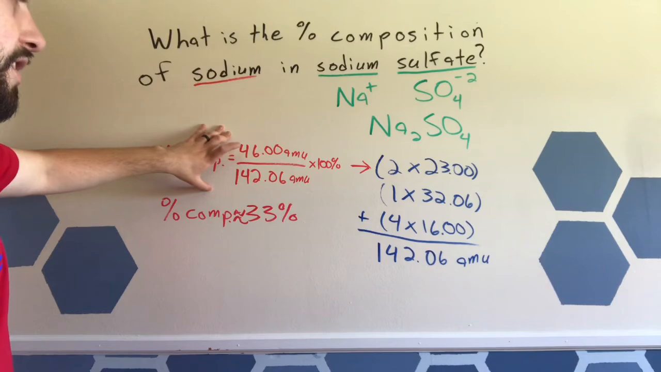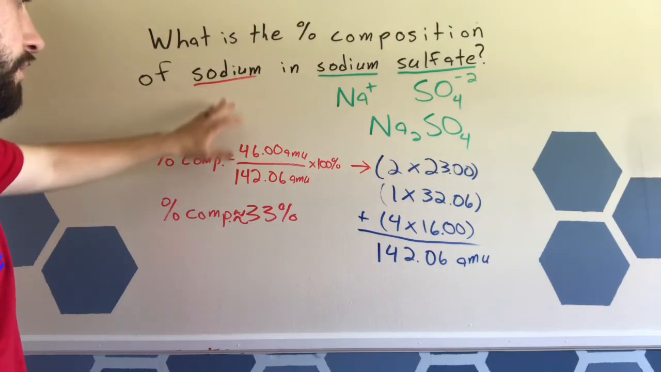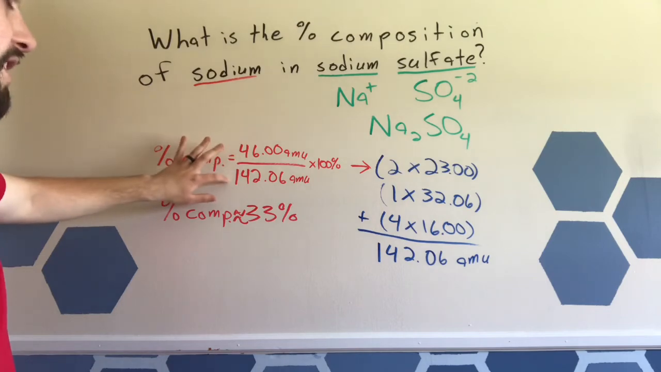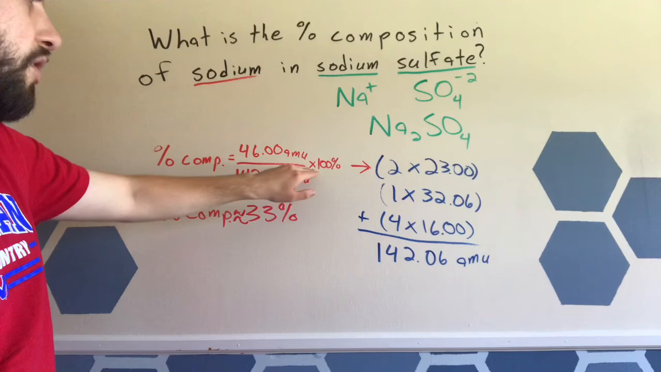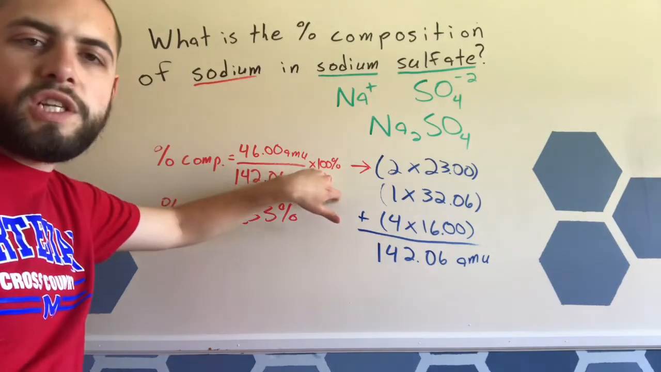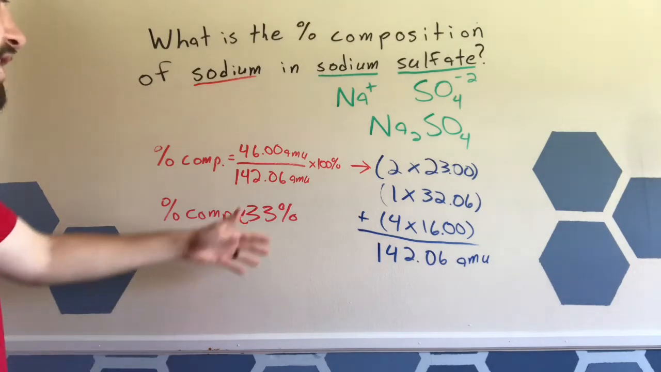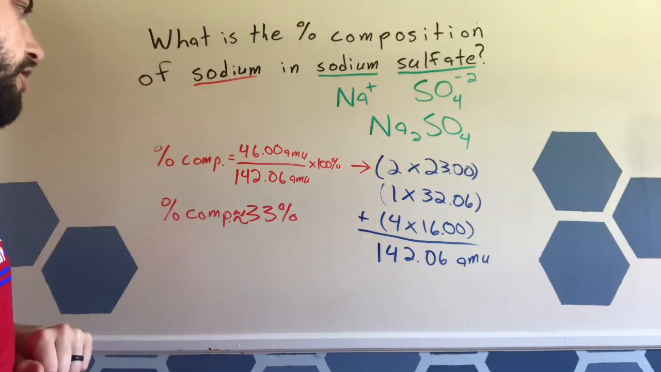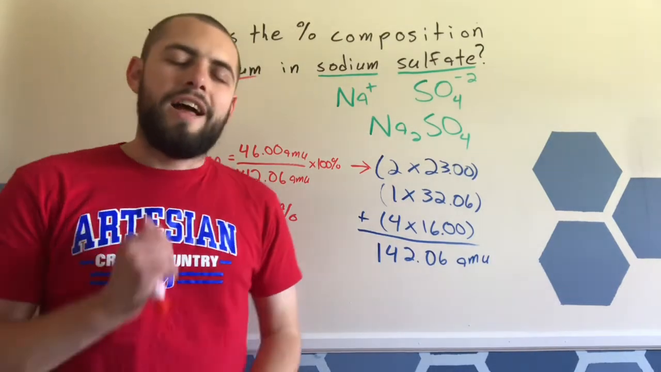We would take the mass of just the element we're interested in, sodium, divided by the mass of the entire molecule, which I already calculated, multiply it by 100%. That's just to change it into a percentage. It's not going to change the value. And it'll be just about a third. I don't want to sit here and do all that long division.